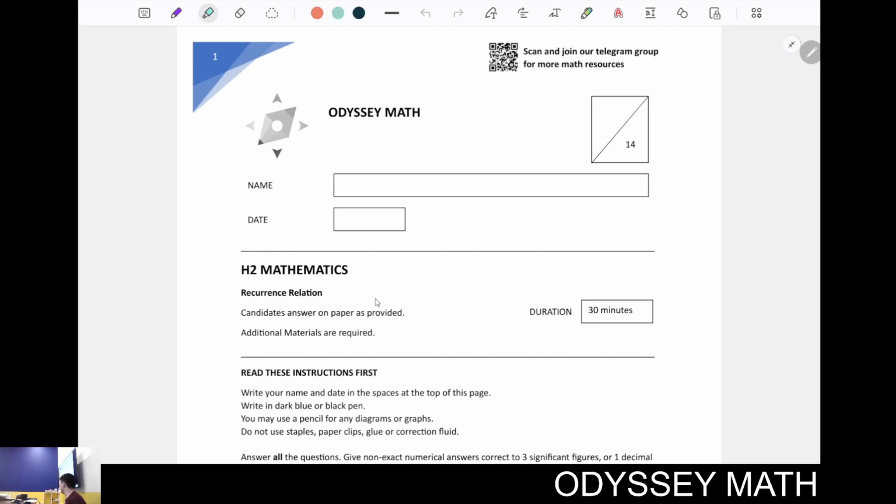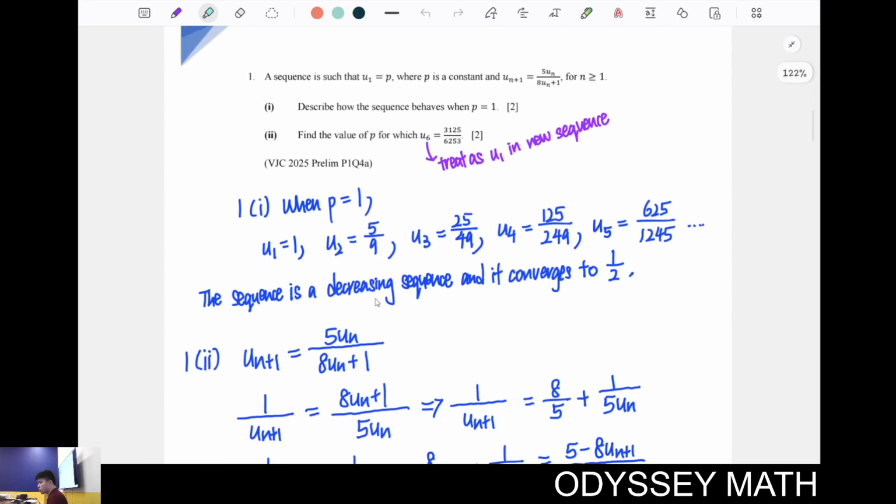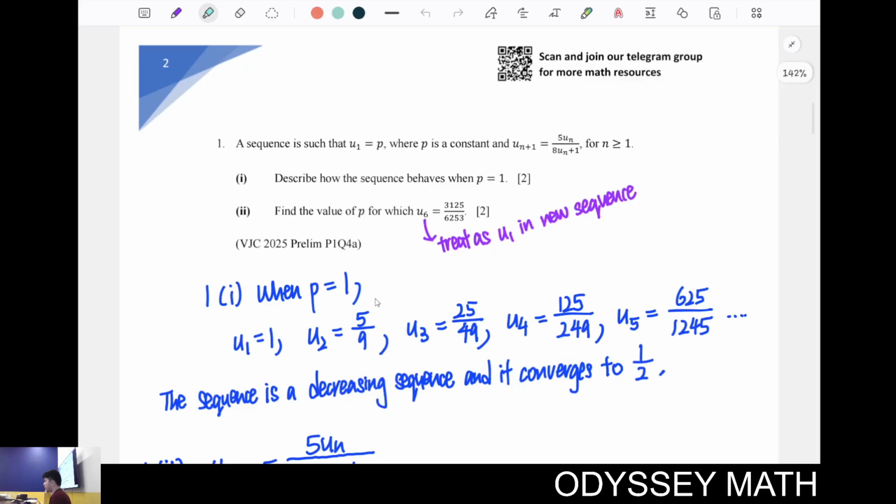We're going to go through the recurrence relation mock paper over here. So 2 questions. Question number 1. A sequence is such that the first term u1 equals p, where p is a constant, and un plus 1 equals 5un over 8un plus 1 for n greater than or equal to 1. Part 1, describe how the sequence behaves when p equals 1.